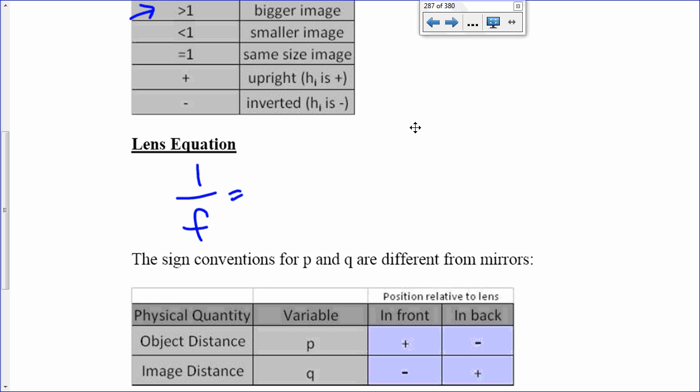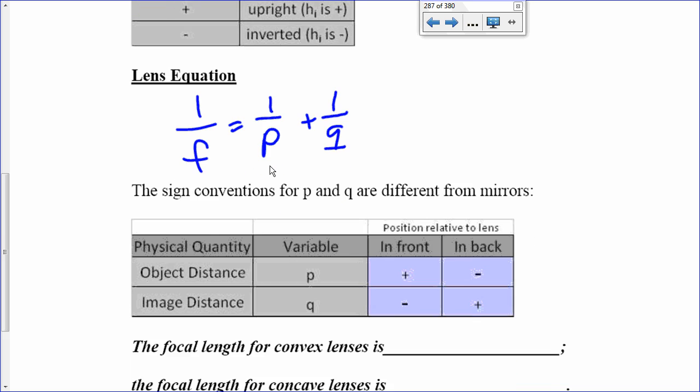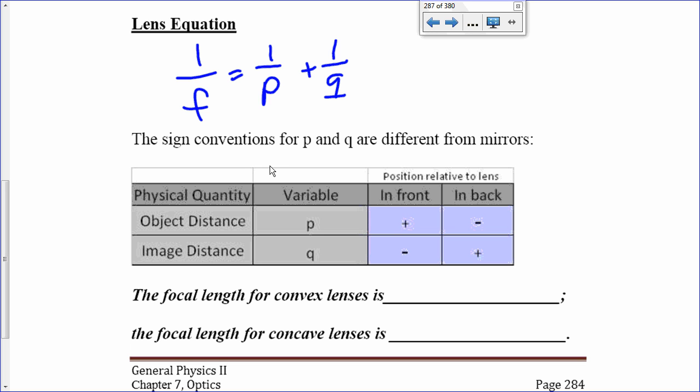It works a lot the same. 1 over f equals 1 over p plus 1 over q. We're going to have those same notations. That is, if I have an image distance that is negative here, that means that I have a virtual image.